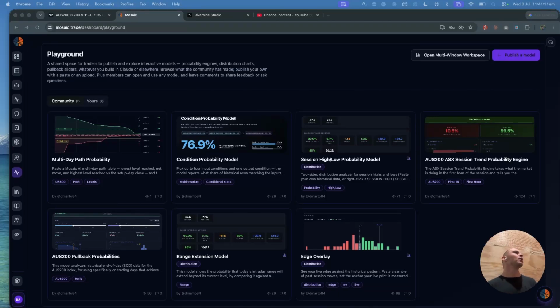All right, next up, we've got the playground. Now, I'm going to race through these because I'm going to do individual videos on each of these models, but obviously, I don't expect everyone to use all of these. But again, the idea behind all these models is to really give the power back to the trader in terms of how they interpret and make their own decisions.